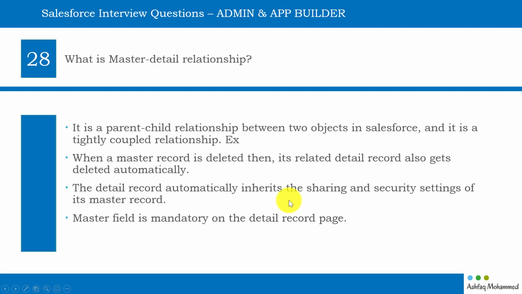The next one is the master field is mandatory on the detail record page. What does this mean? When you go and create a pay slip, in my pay slip and employee example, it will give a mandatory field asking which employee I should associate this record to. Until and unless I give which employee I should associate, it will not allow me to even create the child record. So it is mandatory for master detail relationship. And we can create up to 2 master detail relationships in an object.